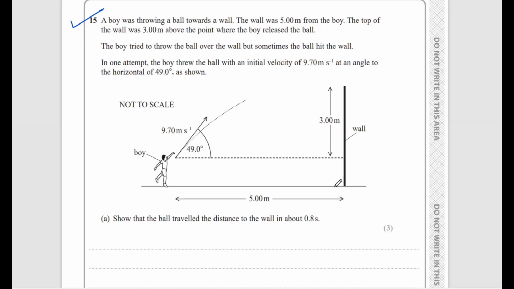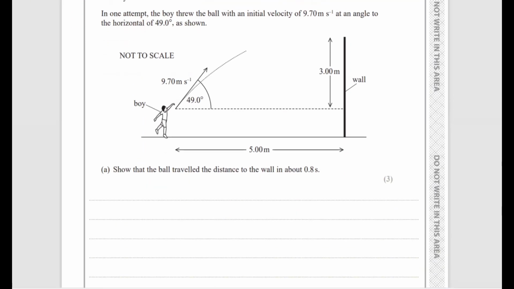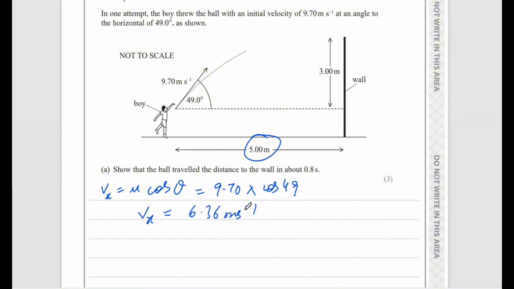So what we're going to do, we need the horizontal component of velocity. We have already got the distance, that is 5 meters. So we'll get the time initially. To work out the horizontal component, you're just going to use u cos theta. And u cos theta comes out to be 9.70 times cos 49. Just multiply them, and you'll have the final answer, which is going to be something like 6.36 meters per second, right?